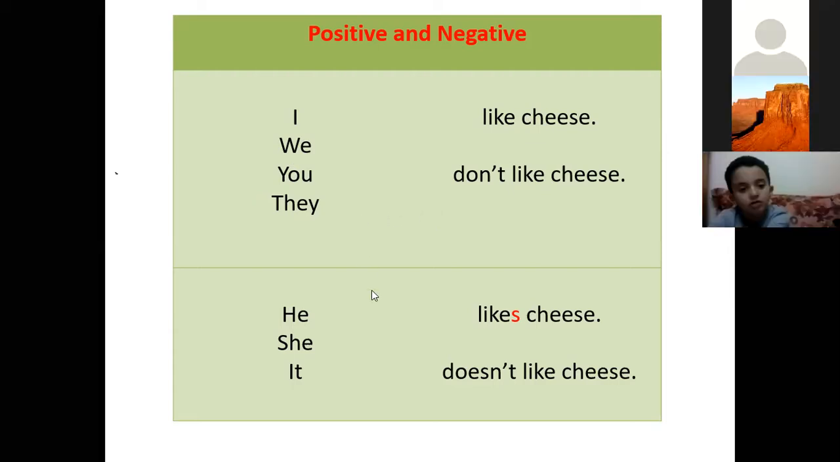Look at the next part. He likes cheese. She likes cheese. It likes cheese. What happens here? We add s to the end of the verb when the subject is he, she, or it. Look at the negative sentence. He doesn't like cheese. She doesn't like cheese. It doesn't like cheese. What happened here? When we make negative sentence with he, she, and it, we cut the final s from the verb.